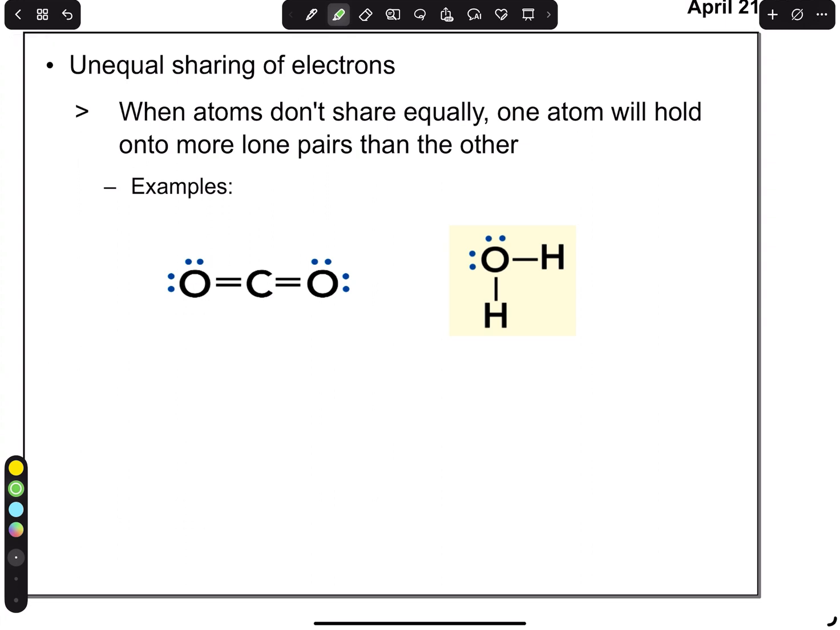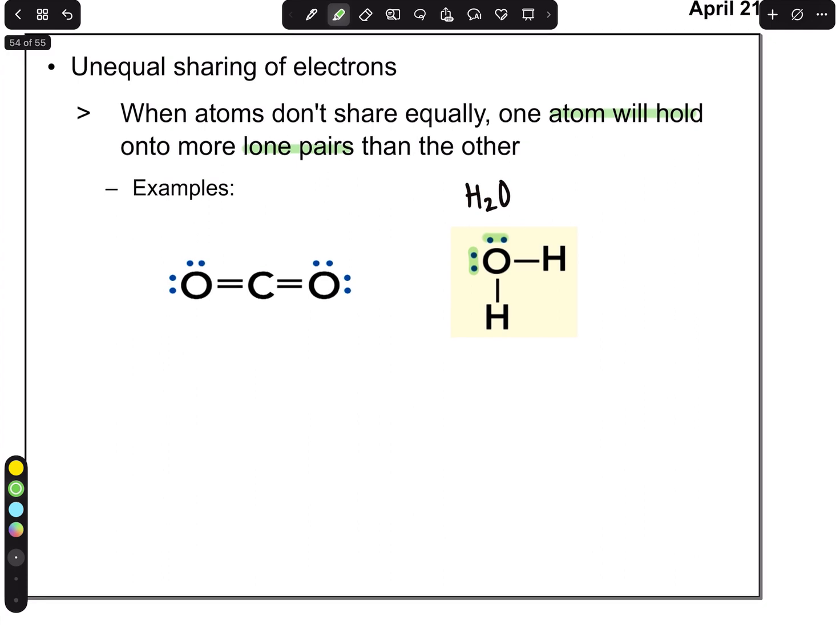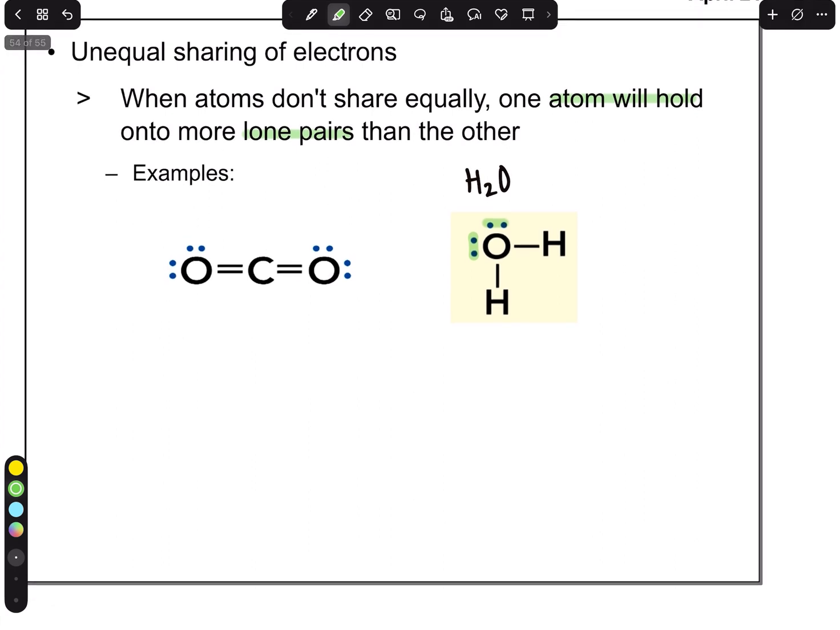When atoms don't share electrons equally, what we'll see is that one atom will hold onto lone pairs of electrons, whereas the other atoms don't. So if I'm looking at H2O, for example, H2O is water. Hopefully that's a formula you've heard before. What I can see in H2O is that hydrogen is sharing electrons with oxygen. However, oxygen has 2 extra pairs of electrons all to itself. This is an unequal sharing, and we illustrate that by just showing those lone pairs of electrons around oxygen.